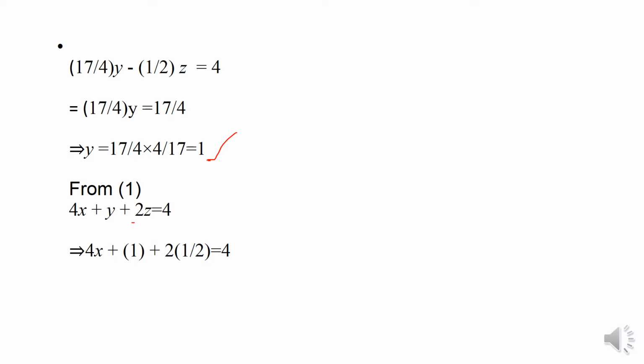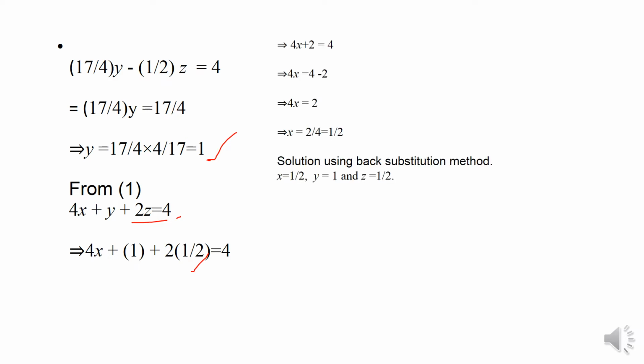Now for the first equation, in this we put y as 1, z as half, and then get the value of x, which comes half. So the solution is this much. You can see the decimal values which you obtained in the third iteration and compare them with this result, which is near to this, near to exact.